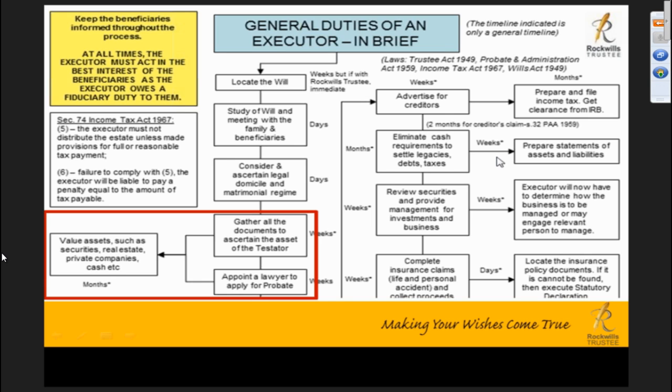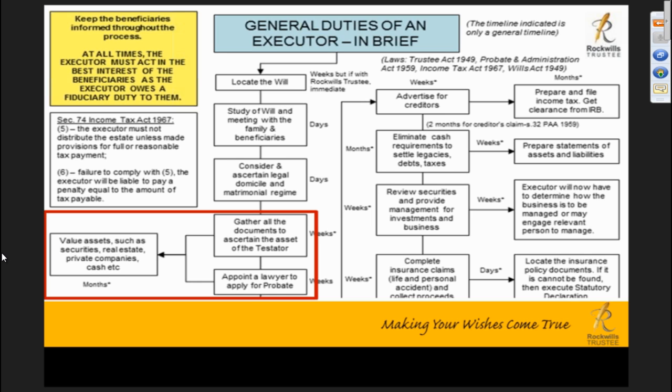The next thing the executor would need to do is to appoint a lawyer for the probate application. So if we are the executor, we use our panel lawyers to apply for the probate in KL, in Jalan Duta, so that we can monitor the progress of the file. We don't usually appoint lawyers in other states to apply for probate in other states because it's difficult to monitor.